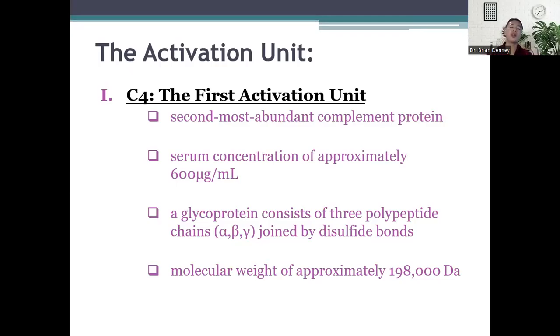So your C4 complement protein is the second most abundant complement protein. What is the most abundant complement protein? Your C3. Second only is your C4. And your C4 is comprised of three polypeptide chains, alpha, beta, gamma, joined by disulfide bonds.